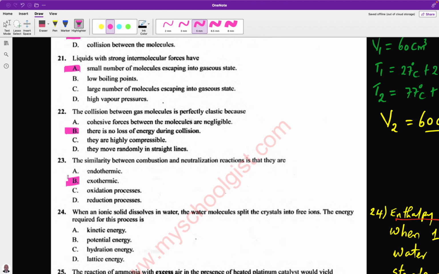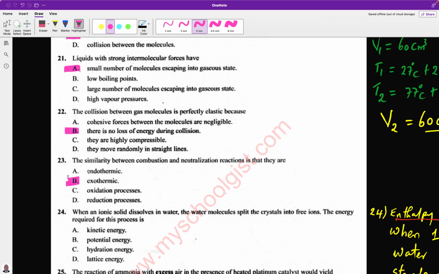Then, question number 24. When an ionic solid dissolves in water, the water molecules split the crystals into free ions. The energy required for this process is what? Is it kinetic energy? No, it's not kinetic energy. Kinetic energy is for locomotion, movement. Is it potential energy? No.